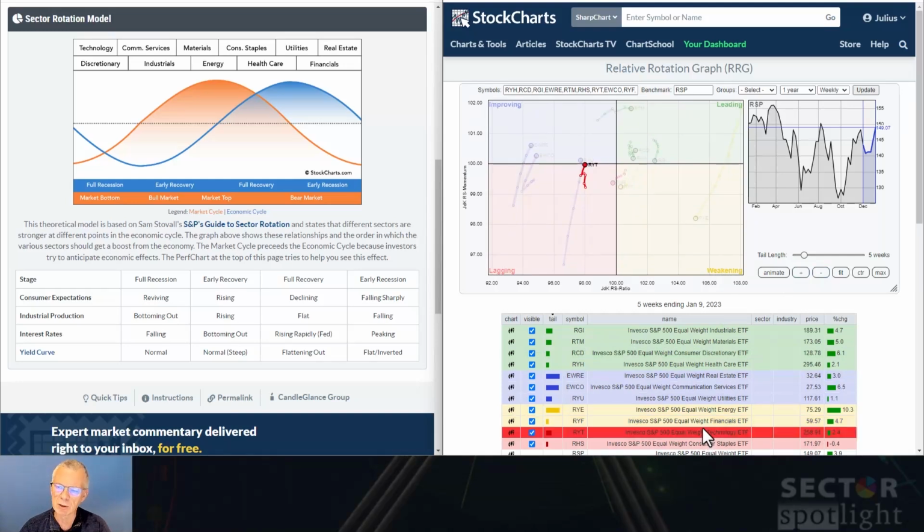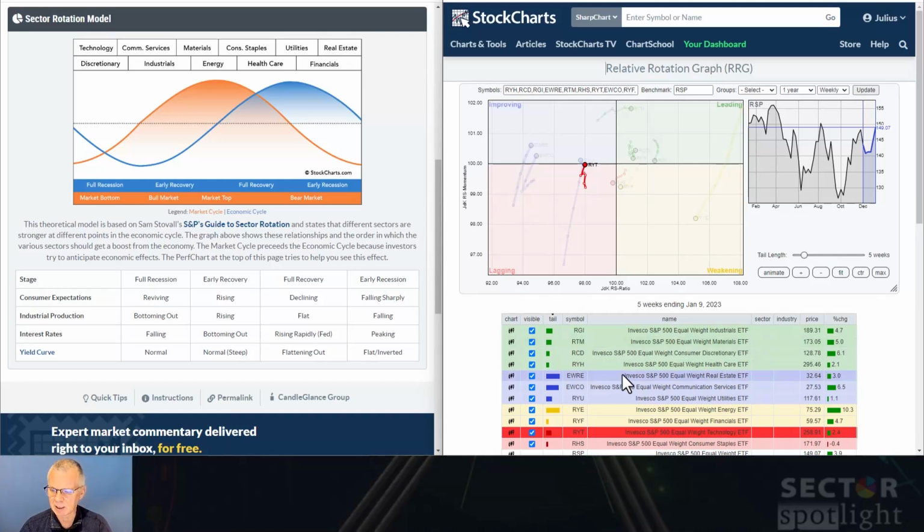And then you've got technology, which is still inside lagging, but you can see the improvement, and especially last week's segment was a pretty strong move, almost crossing over into improving. So there is improvement for the technology sector. Finally, I was going to say.